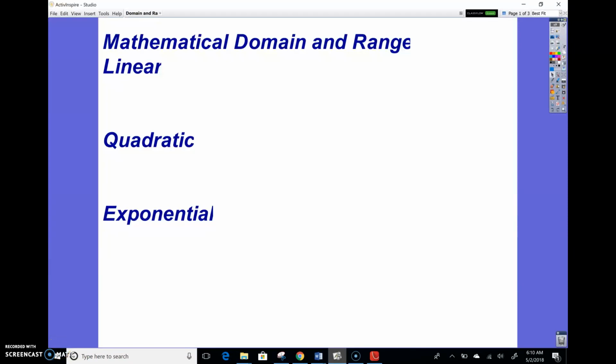All right, the next topic that we're gonna hit is domain and range. Okay, there's two kinds of domain and range. First is mathematical domain and range. All that means is there's no situation that limits the domain and range. Okay, so if they are asking for the mathematical domain and range, for any linear equation or linear function, it's usually the domain is going to be all real. The range is going to be all real.